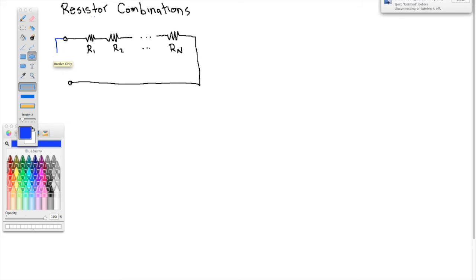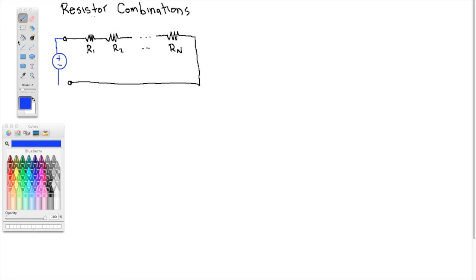What is happening on my computer here? Okay, so I've got a voltage source, like so. Here's my voltage source. And let's say I have an equivalent resistance here, connected to the same source.